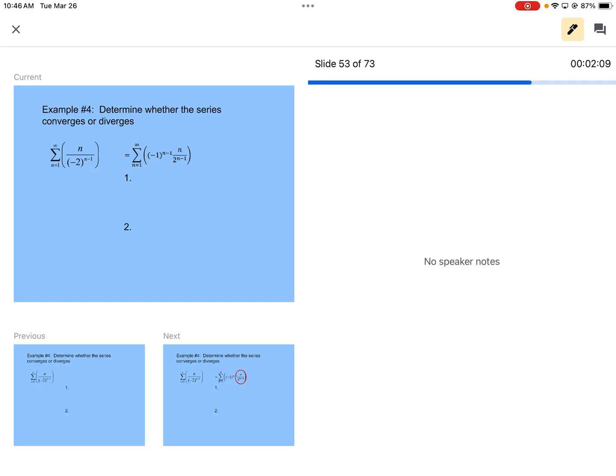What's the first thing we check? The limit as n approaches infinity of just the a sub n part, not the alternating part. So what are we taking the limit of? N over 2 to the n minus 1, right? This is the piece we're taking the limit of. Take a minute on your own papers and find the limit of that as n approaches infinity.